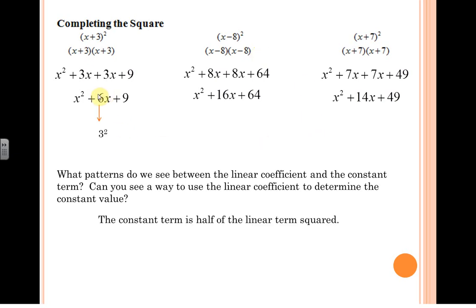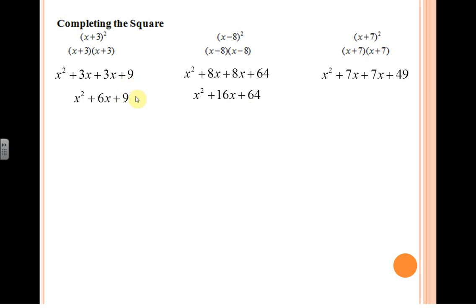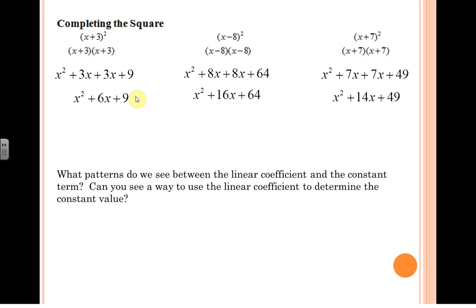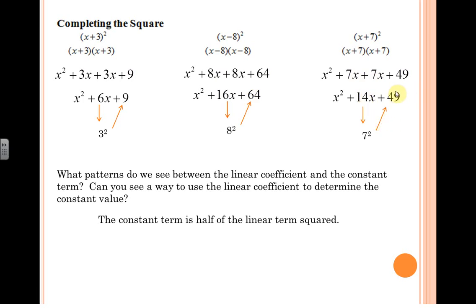Well, we're going to see that the linear coefficient and the constant term, this divided by 2, so half of this term, squared is that third term. So I'm just going to back this up 1 second so you can see that process again. We're seeing that like 6 divided by 2 is 3, and 3 squared is 9. 16 divided by 2 is 8, 8 squared is 64. 14 divided by 2 is 7, 7 squared is 49. So the constant term, this guy, is half of the linear term squared.